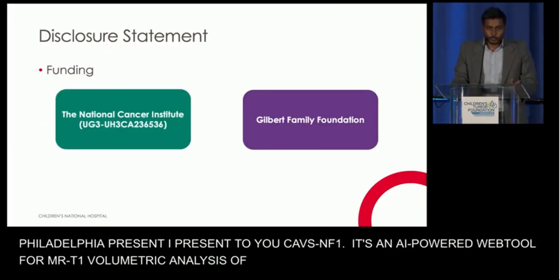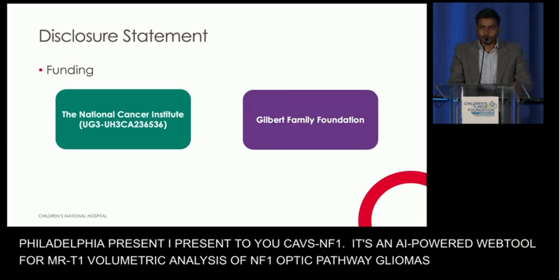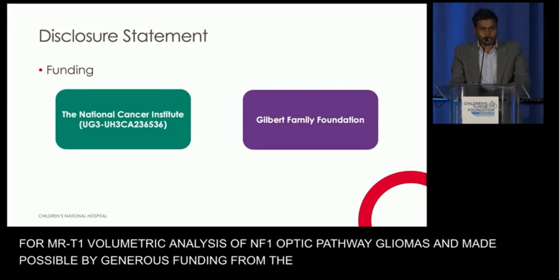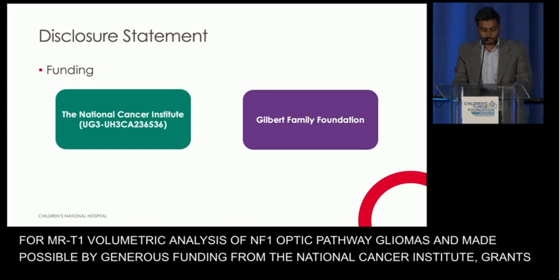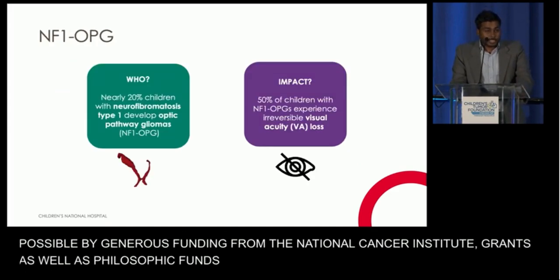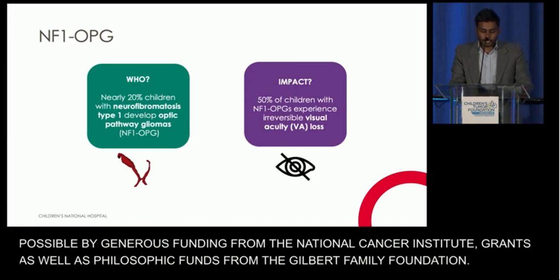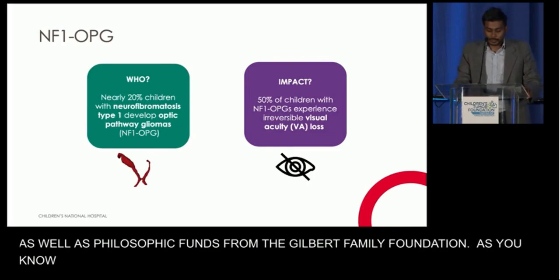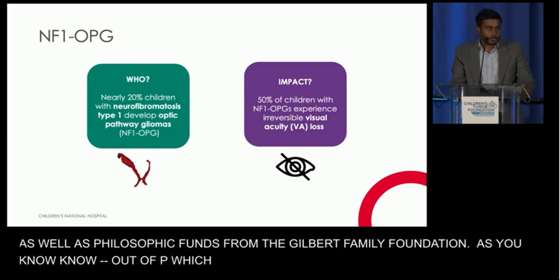This web tool has been made possible by generous funding from the National Cancer Institute UG3 grants, as well as philanthropic funds from the Gilbert Family Foundation. As you may already know, 20% of children suffering from NF may develop optic pathway gliomas, out of which 50% experience visual acuity loss, which may be irreversible and permanent.